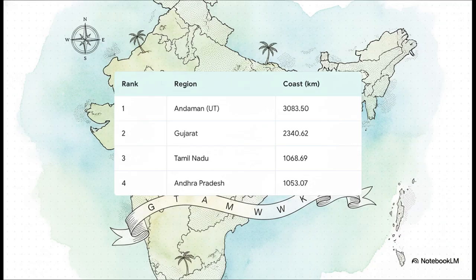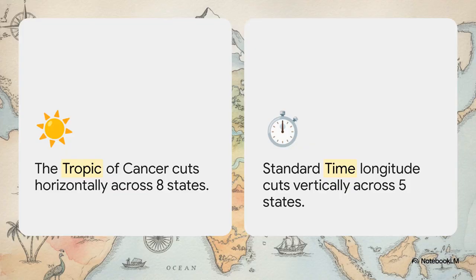Pretty handy, right? Let's head inland for a moment to check out two crucial lines crisscrossing the country. First, the Tropic of Cancer essentially slices India horizontally right through 8 states. Cities like Ranchi are sitting directly on it. Then, you have the Indian Standard Time longitude, sitting at 82 degrees 30 minutes east, cutting vertically through 5 states and passing right through Mirzapur. Oh, and a quick geographical trap to watch out for.